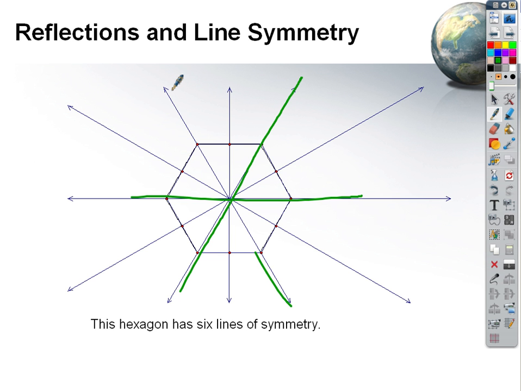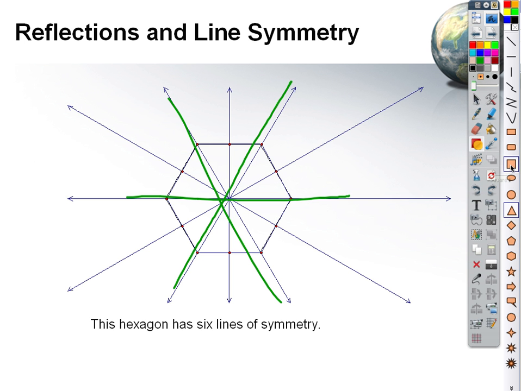What if we took a regular quadrilateral? What does that look like? What's a regular quadrilateral? Square, sure. That's just a square. So, whoops, wrong one. There's a square.